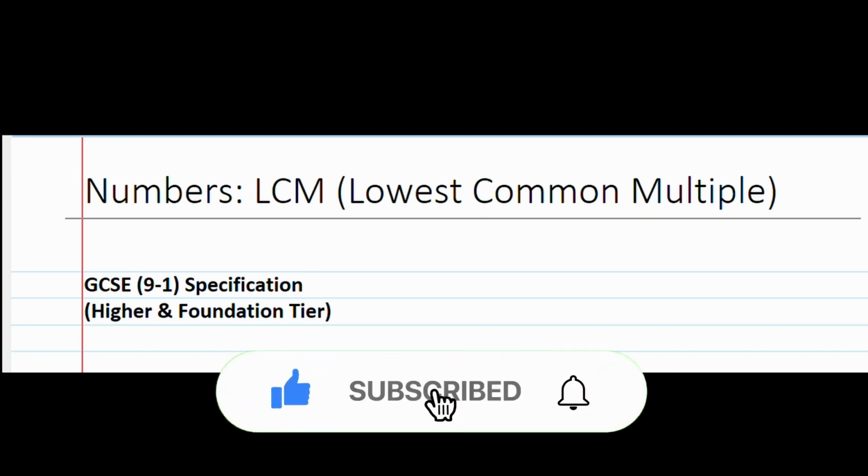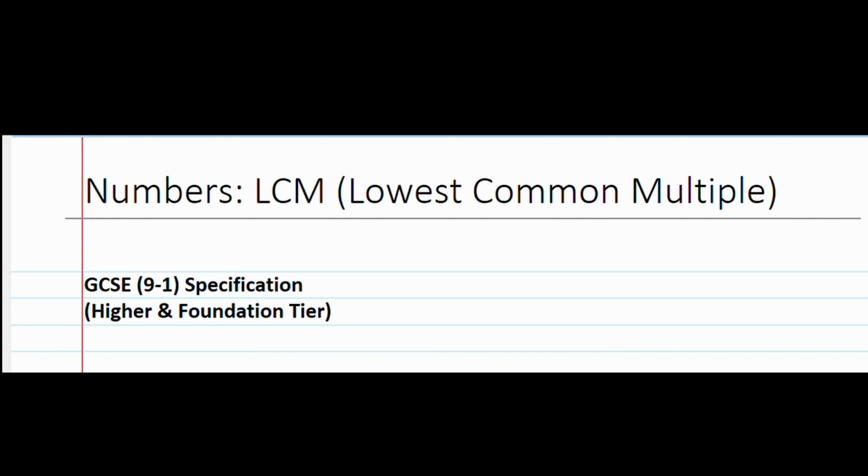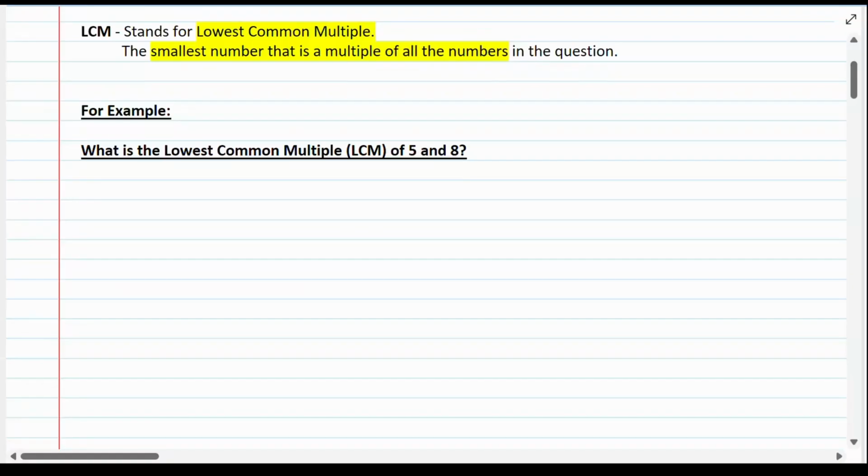We'll be going through the GCSE 9-1 specification for mathematics, and in today's video we'll be going through the topic of number, specifically looking at the lowest common multiple, also known as the LCM. This topic applies to both the higher and lower tier. So, what is LCM? LCM stands for the lowest common multiple, or it is the smallest number that is a multiple of all the numbers in a question.